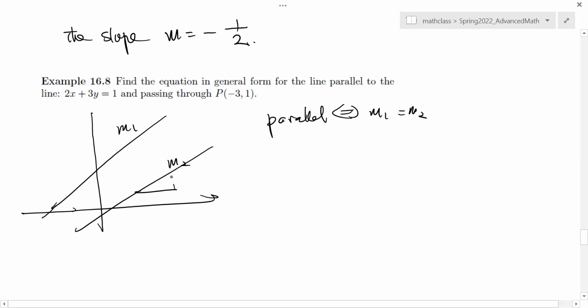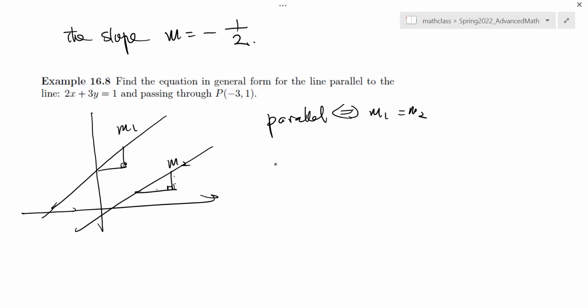The slope is a ratio of those two sides, right? So if these two lines are parallel, then you can get exactly the same triangles. That's why their ratios are the same, and that's why they have the same slope. If they're not parallel and you draw two triangles, you cannot get two identical triangles. So it's easy to see that if they're parallel, they must have the same slope. That's the important fact.